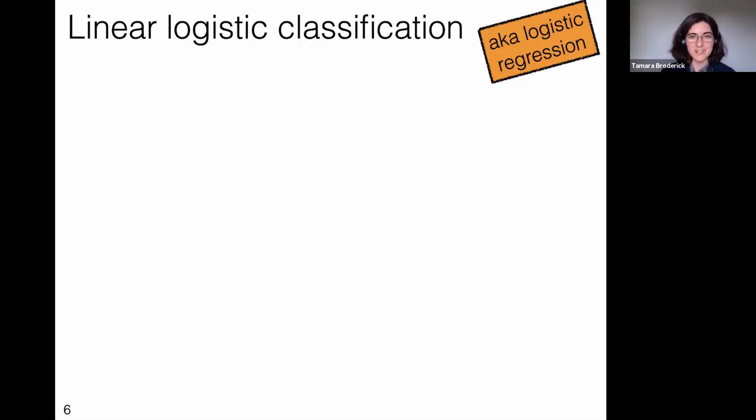We're going to cover regression in a lot more detail next week. And we've already talked about how regression is a little bit different from classification. So don't get too hung up on this. It's just a name. But this is definitely a classification algorithm.